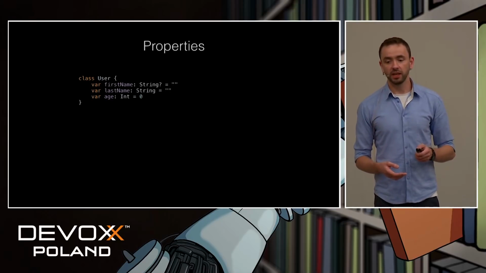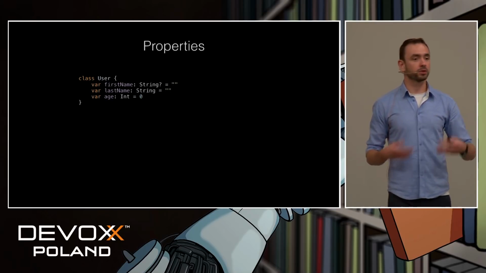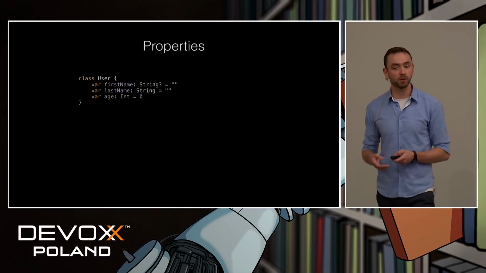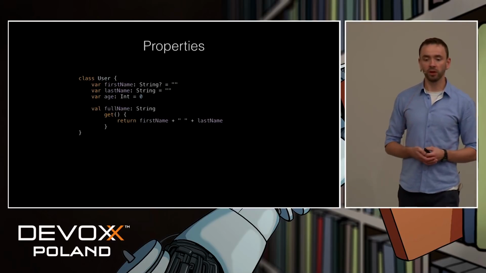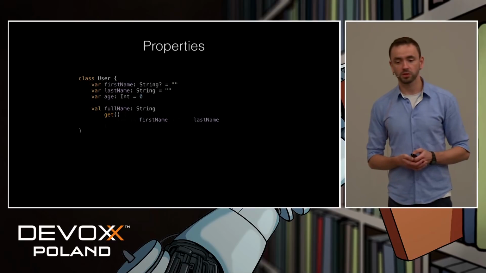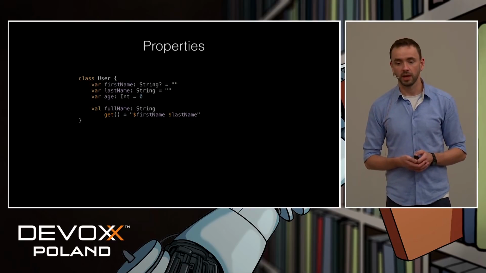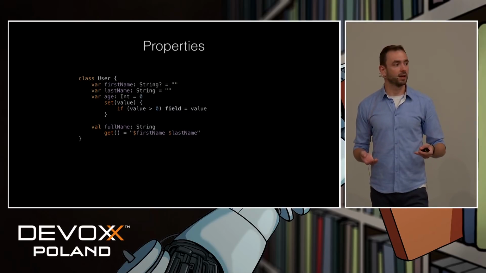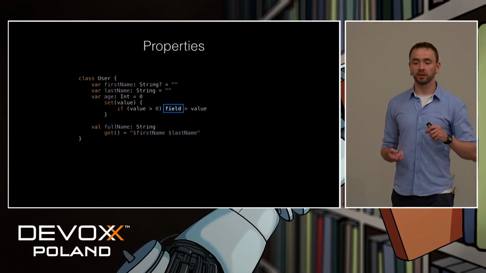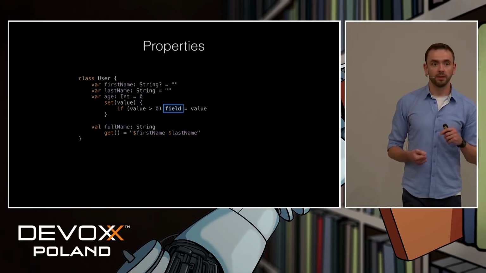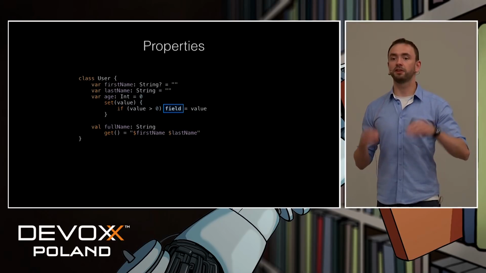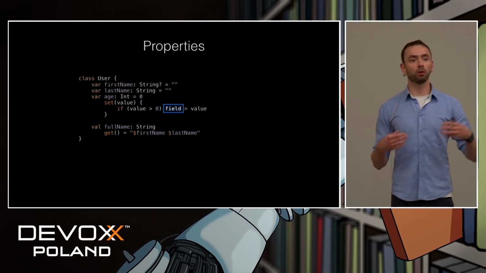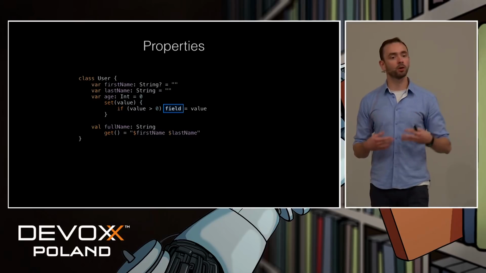So let's see how we can actually override those getters and setters. How can we make a custom getter? For example, like this. And of course, we can simplify it a bit. And this is how we can make a custom setter. And this field in here, which is in bold, this is actually this private field, which is accessible only from within its getter or setter.